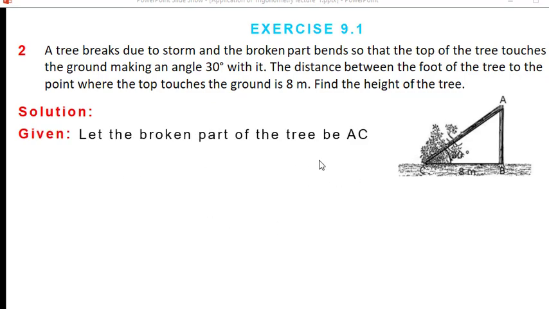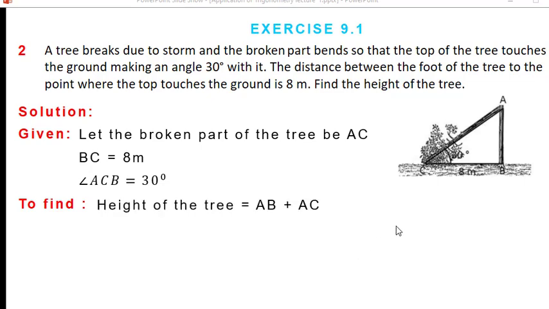Let the broken part of the tree be AC. BC is given 8 meters. Angle ACB is given 30 degrees. We have to find the height of the tree. That is, we have to calculate AB plus AC. That means we have to find AB as well as AC.